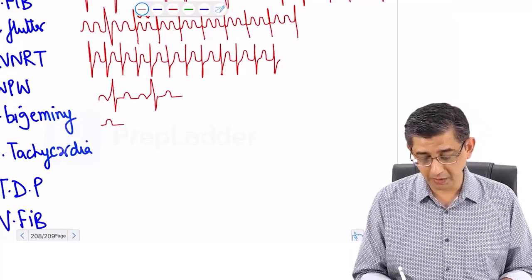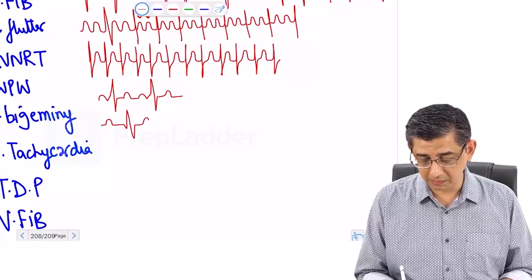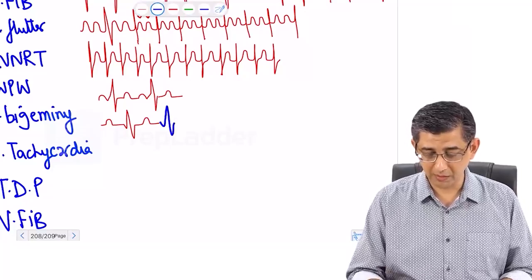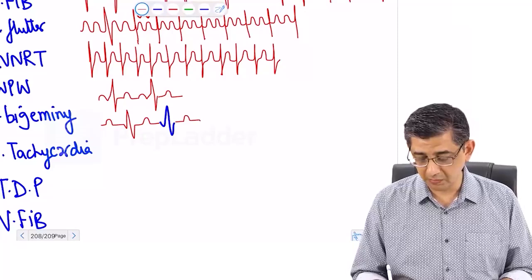In ventricular bigeminy, you will be noticing normal sinus rhythm. Then there's going to be a broad QRS complex. Again, the SA node says, give me back the control.